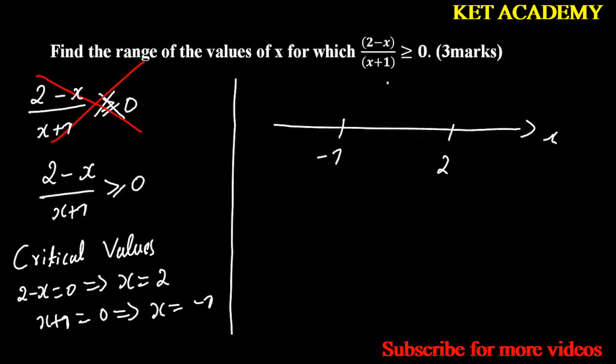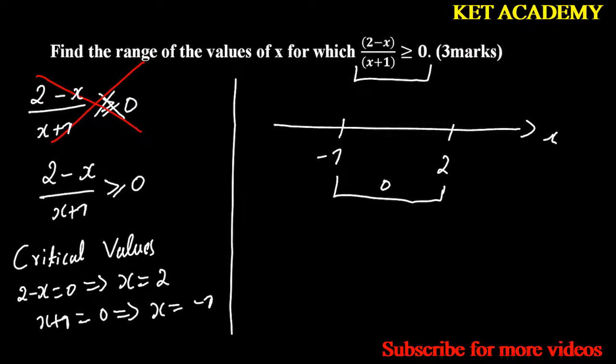Now, looking at these values, we're going to take each region and consider what the sign will look like. So let's look at this region. We're going to take a random value in this region, let's say 0, and make sure to always take a value that will simplify your work. If you take a value that is going to cause you to calculate a lot, you might likely make a mistake.